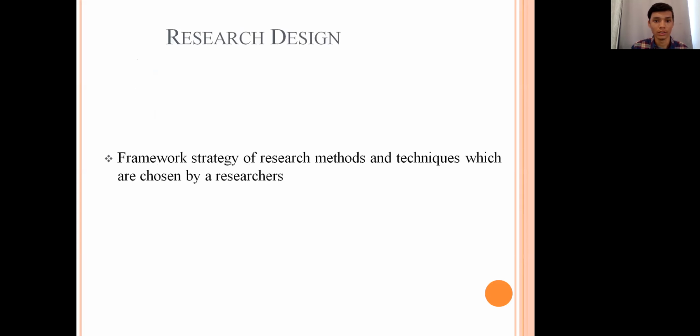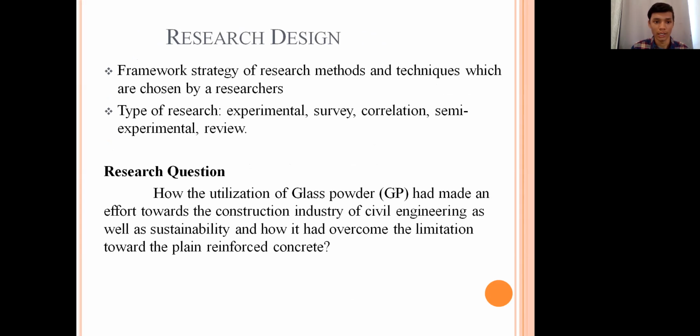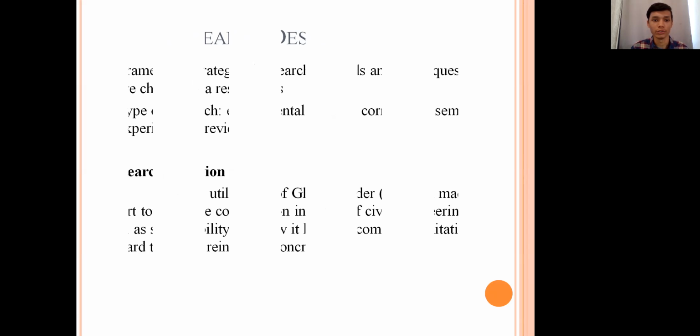Further, this is the research design I have taken. The framework strategy of research design is the research methods and techniques chosen by the researcher. The types of research are experimental research, survey, correlational, semi-experimental research, and finally a review. The research question for this paper is how the utilization of glass powder has made an effort towards the construction industry of civil engineering as well as sustainability, and how it overcomes the limitations of plain reinforced concrete.